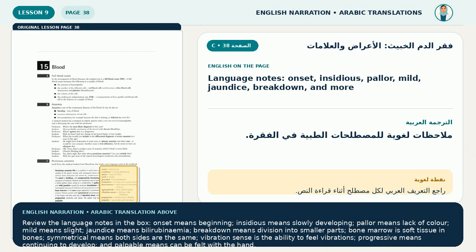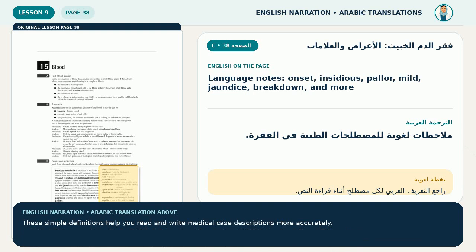Breakdown means division into smaller parts. Bone marrow is soft tissue in bones. Symmetrical means both sides are the same. Vibration sense is the ability to feel vibrations. Progressive means continuing to develop. And palpable means can be felt with the hand. These simple definitions help you read and write medical case descriptions more accurately.